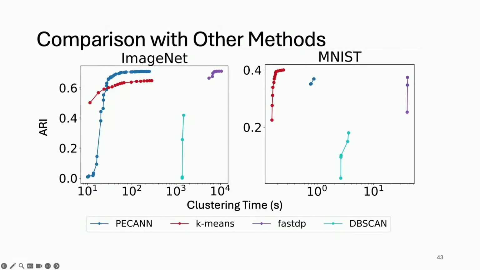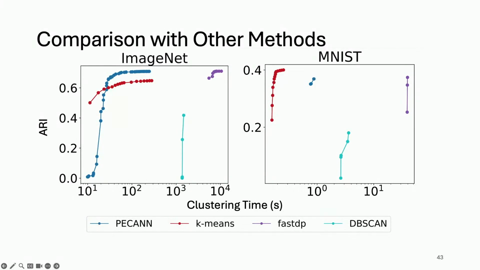Here are the results on two of the data sets, ImageNet and MNIST, both image embeddings. PCAN is the blue line, K-means is in red, FastDP purple, and DBSCAN in blue. Again, we're plotting the Pareto frontier. First of all, we see that PCAN and K-means are just better than FastDP and DBSCAN. Between PCAN and K-means, sometimes PCAN is better, sometimes K-means is better. It really depends on the data set. For ImageNet, PCAN is able to get higher quality clusters at a similar running time. And for K-means, it was actually able to get higher ARI clusters and faster.